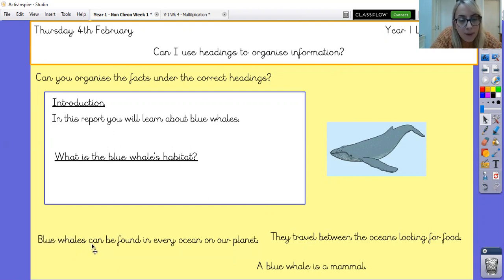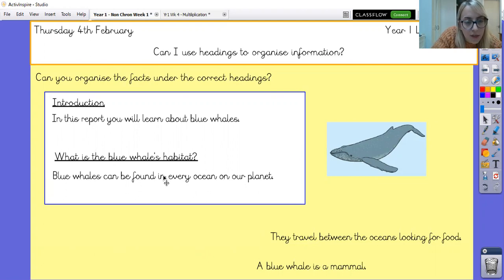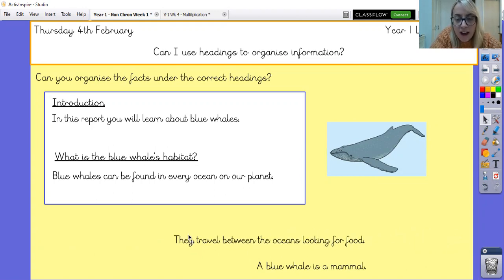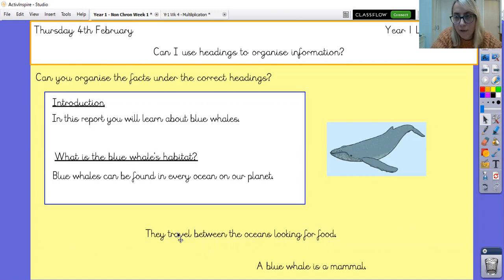So blue whales can be found in every ocean on our planet. Okay, so I know this is telling me where they live. They live in the ocean and they can be found in all of the different oceans on our planet. So I must put this one under this heading. What is the blue whale's habitat? Where do they live? Okay, my next one is they travel between the oceans looking for food.